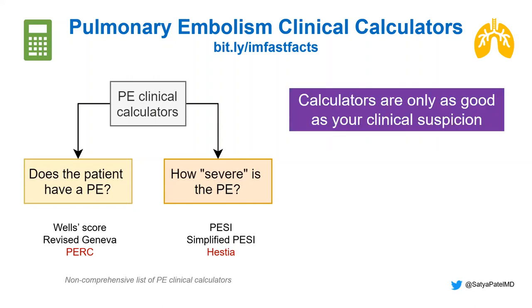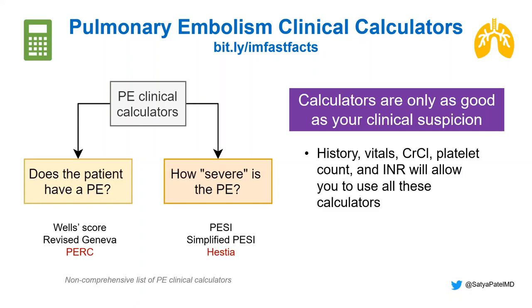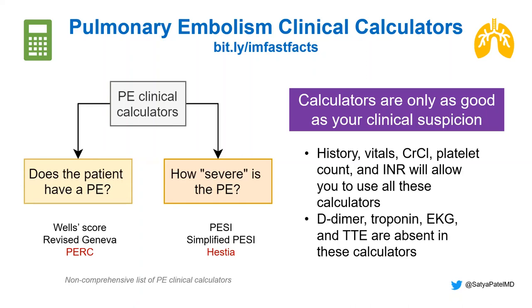Please realize that calculators are only as good as your clinical suspicion. So if you get a PERC of 0, but you're still worried, keep going. If you have a Hestia of 0, but you're worried, admit them and treat the PE. These are not perfect. Remember that history, vitals, and then a couple of labs, creatinine clearance, platelet count, and INR will actually allow you to use all these calculators. So this is a really good exercise to do, especially when you're rotating in the ER. Finally, realize that the D-dimer, the troponin, the EKG, and TTE are all absent in these calculators. That's it.